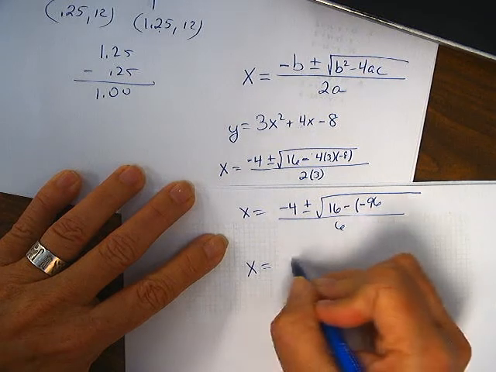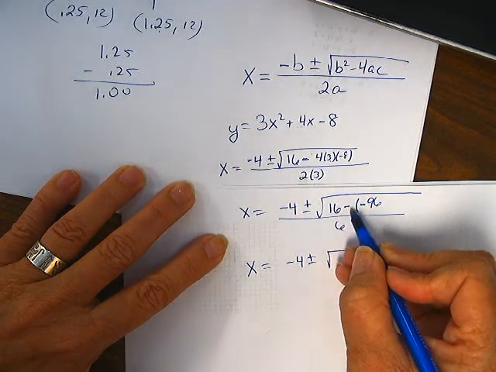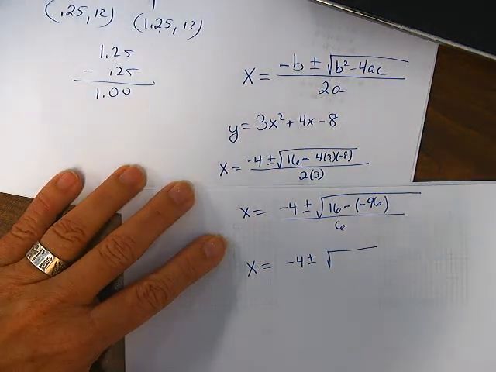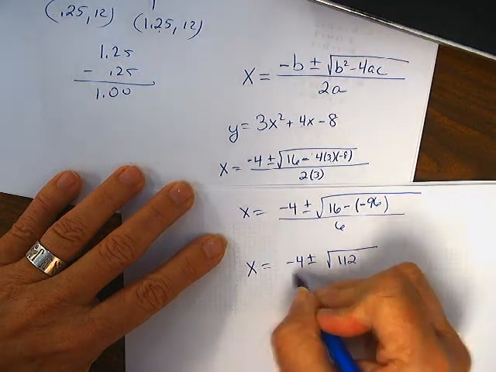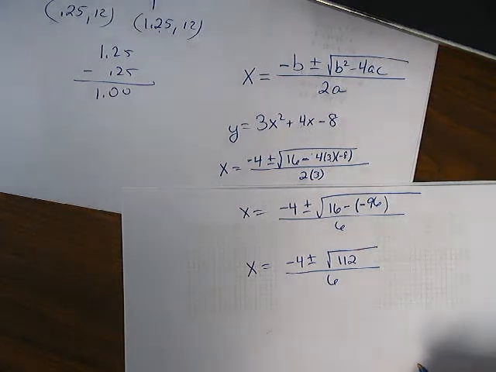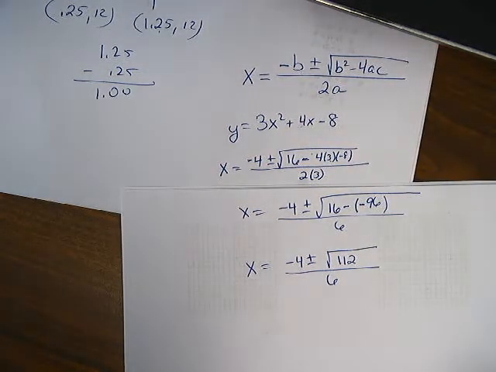Okay, so let's simplify a little further. Negative 4 plus or minus the square root. 16 minus a negative 96 means I have to add those together. So 16 plus 96 gives me 112 divided by 6. So just as a refresher of how to plug that into your quadratic formula, and we will write that up on the board for you.